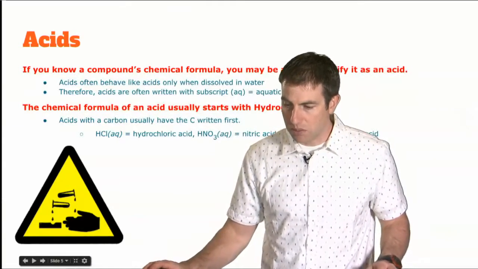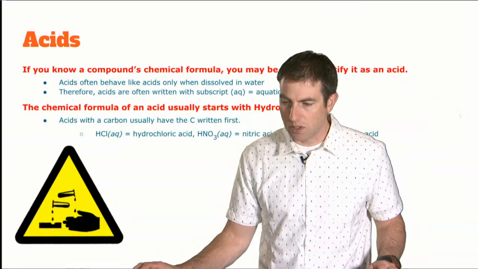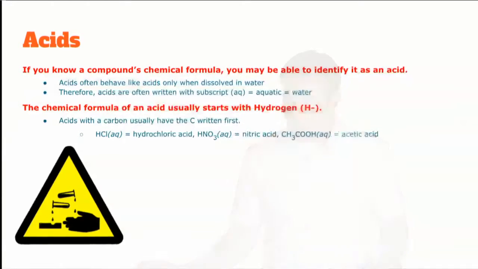So acids, we've talked about already. We've been able to identify them as being something that starts with the letter H. So if you have a compound that has an H, then you have yourself an acid. Now there's a couple exceptions to this rule, and we'll look at them in a minute. Acids behave like acids only when dissolved in water. Most of the acids we deal with in science will be aqueous, same with bases. And the chemical formula for an acid usually starts with an H.